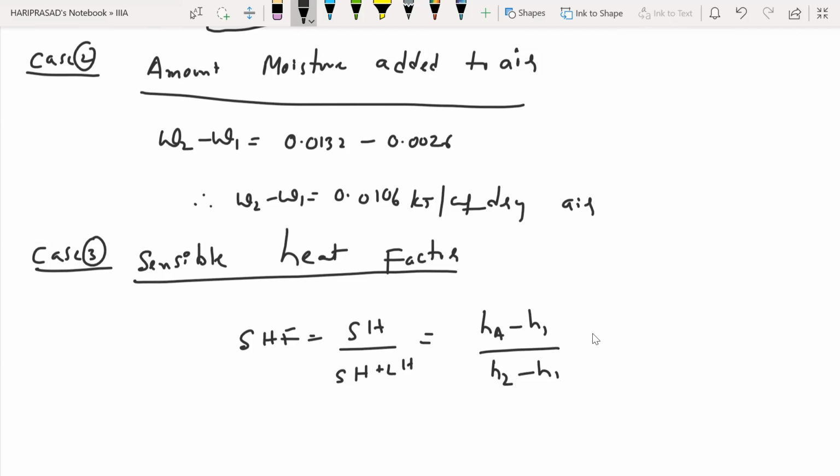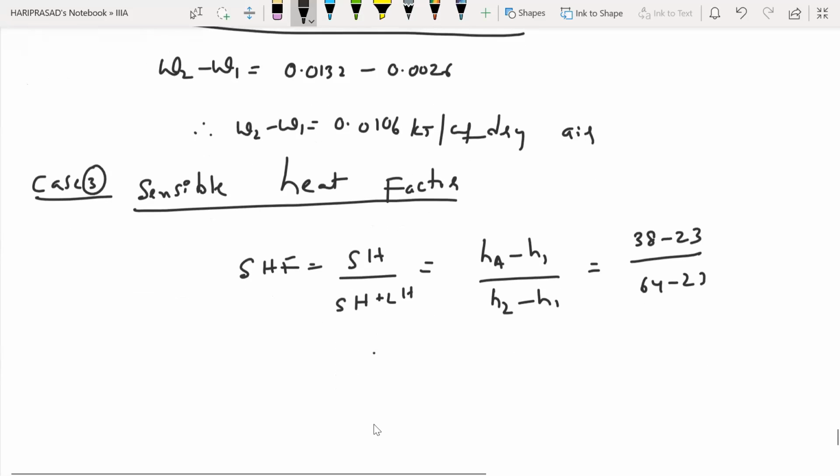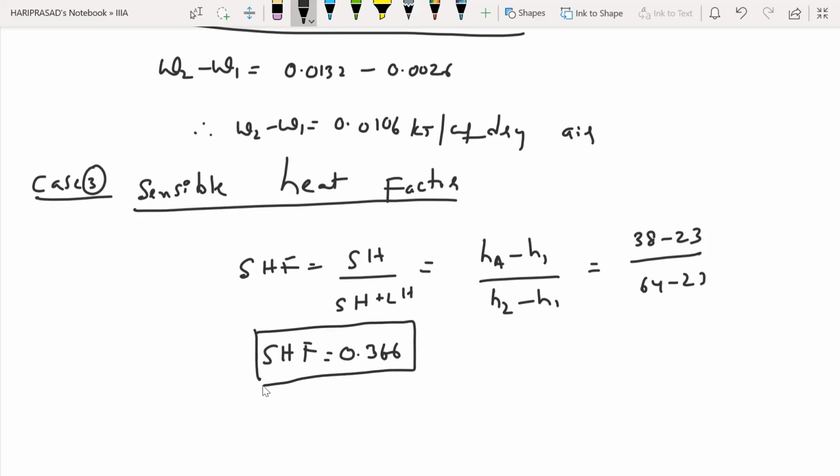The enthalpies we know at all points from the psychrometric chart. Therefore, 38 minus 23 divided by 64 minus 23. Based on the calculation, you will get the sensible heat factor SHF equal to 0.366. So like this, we are solving the problem on the psychrometric process, which is heating and humidification.